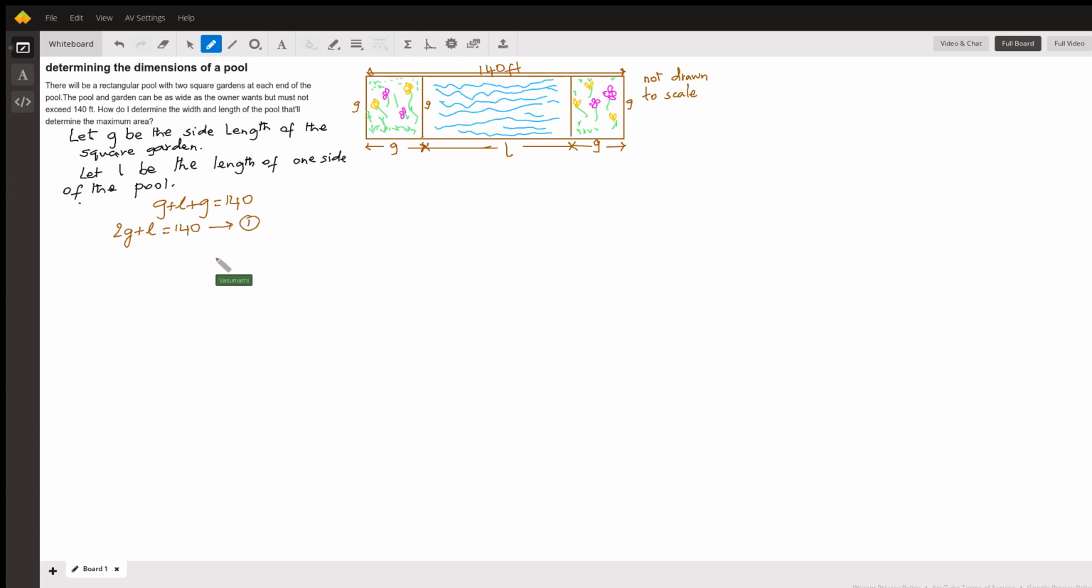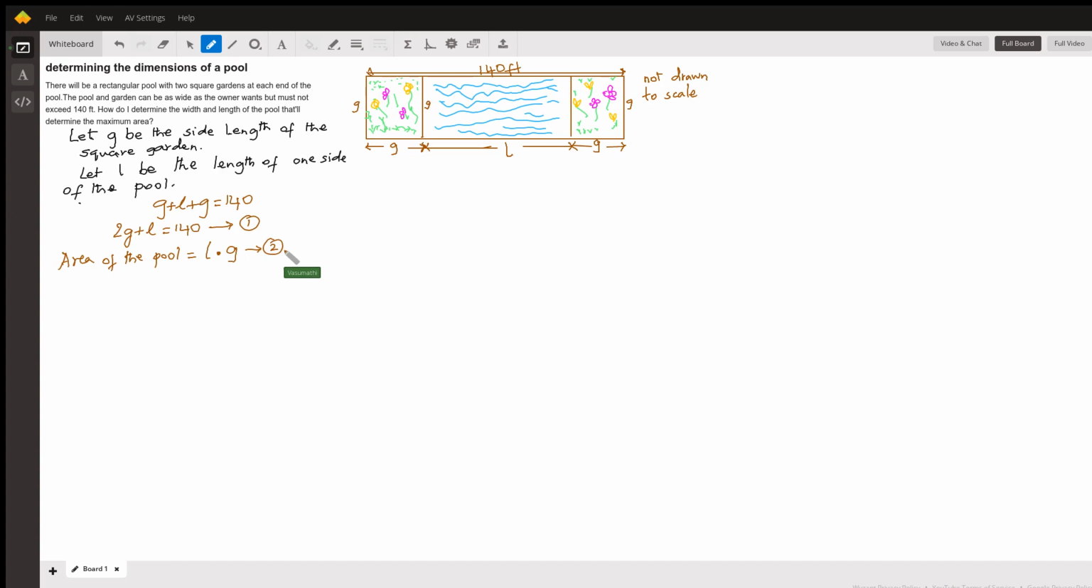Now I'm going to write an equation for the area of the pool. The area of the pool is length times width of the pool, right? So I'm going to say L times G. Okay, this is my second equation.